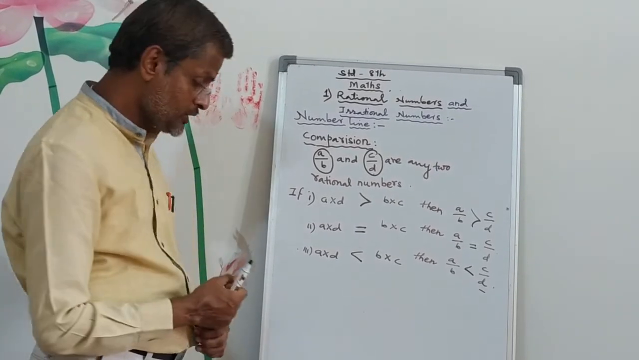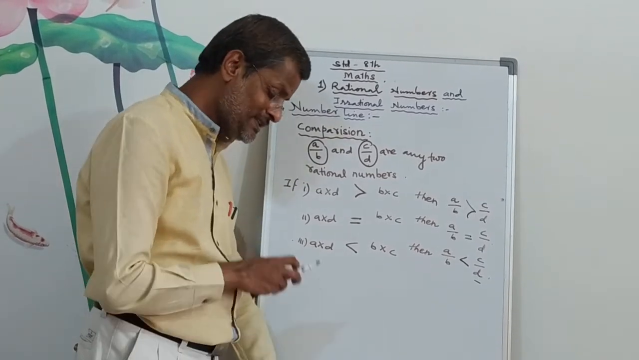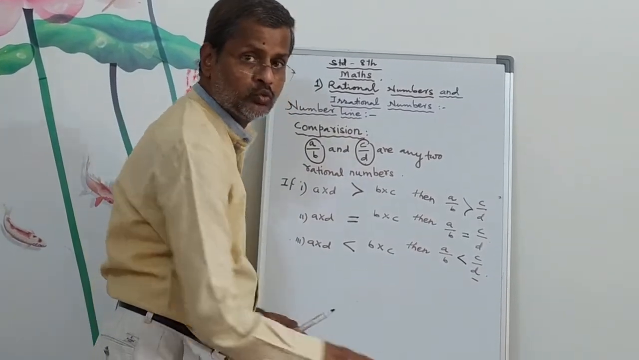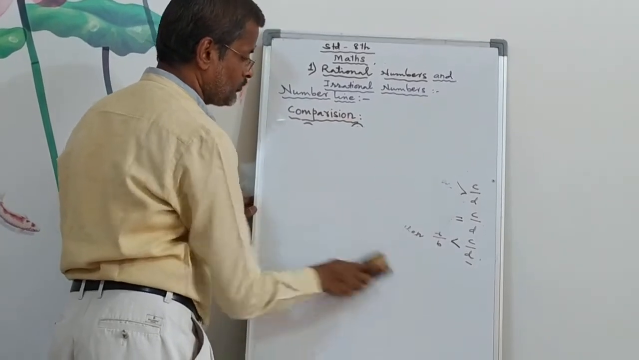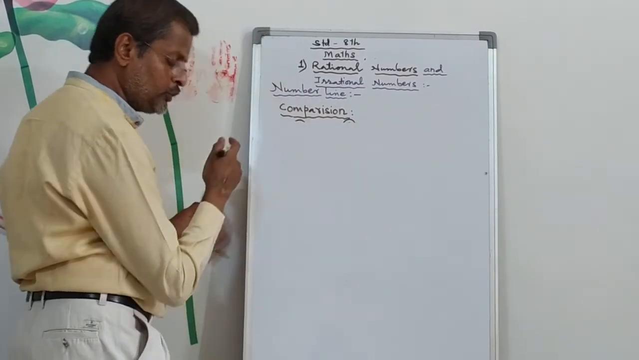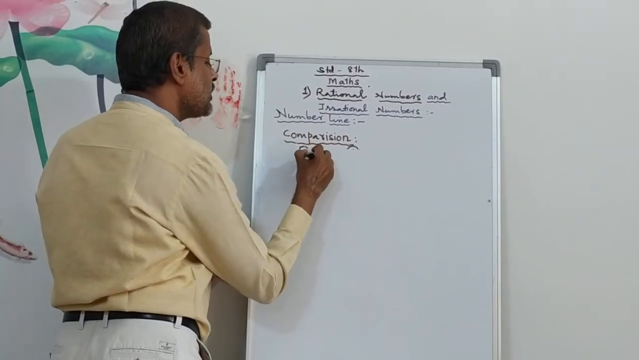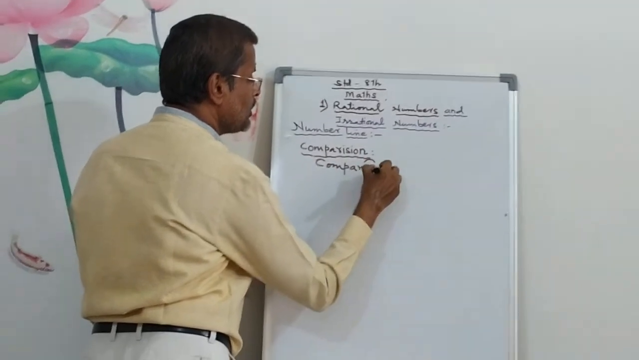We'll turn towards page number 3 from your textbook, practice set 1.2. In practice set 1.2, we have to compare the numbers.